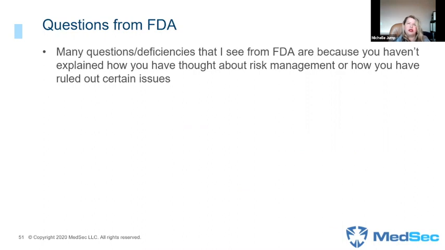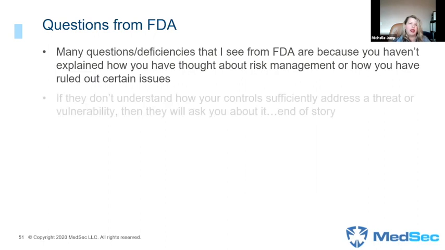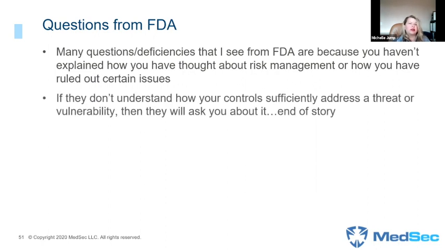A lot of times, there's always the dreaded question from FDA. You're asking for explanation or deficiency around what they saw in your risk management file. And I feel like a lot of times, the reason that the question comes up is that you maybe didn't explain yourself completely, or it wasn't clear by the simple language in a risk assessment about how you thought about your controls and how you address that threat and whether it's sufficient. So if it's not clear, they're going to typically ask about it, end of story.